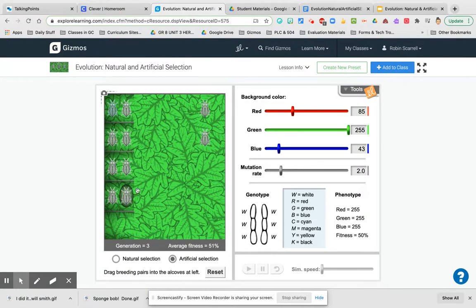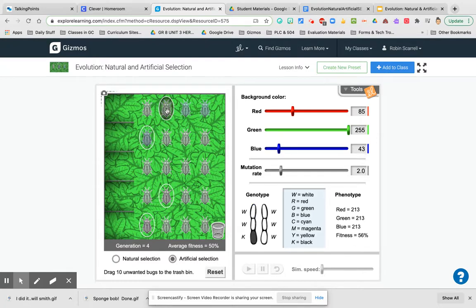Remember, I want to try to get as many blue ones, right? That's what I'm trying to get. Not blue, cyan. All right, so what do we have here? The parents are all done. What do I have here? I have a blue. That's not cyan, though. And a black. Okay, so I have 2 cyans here.